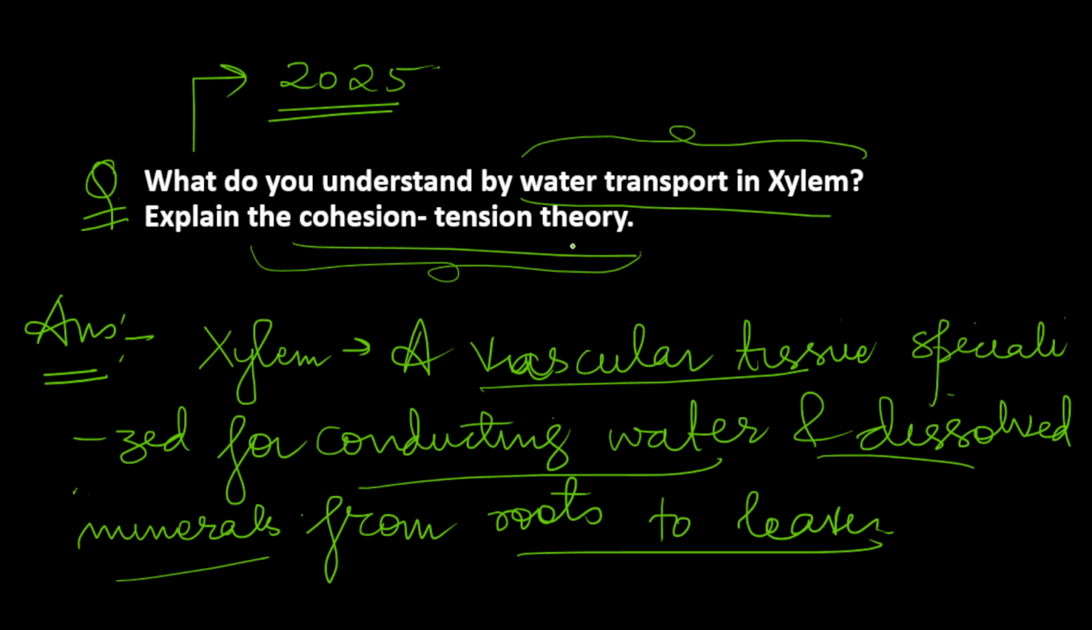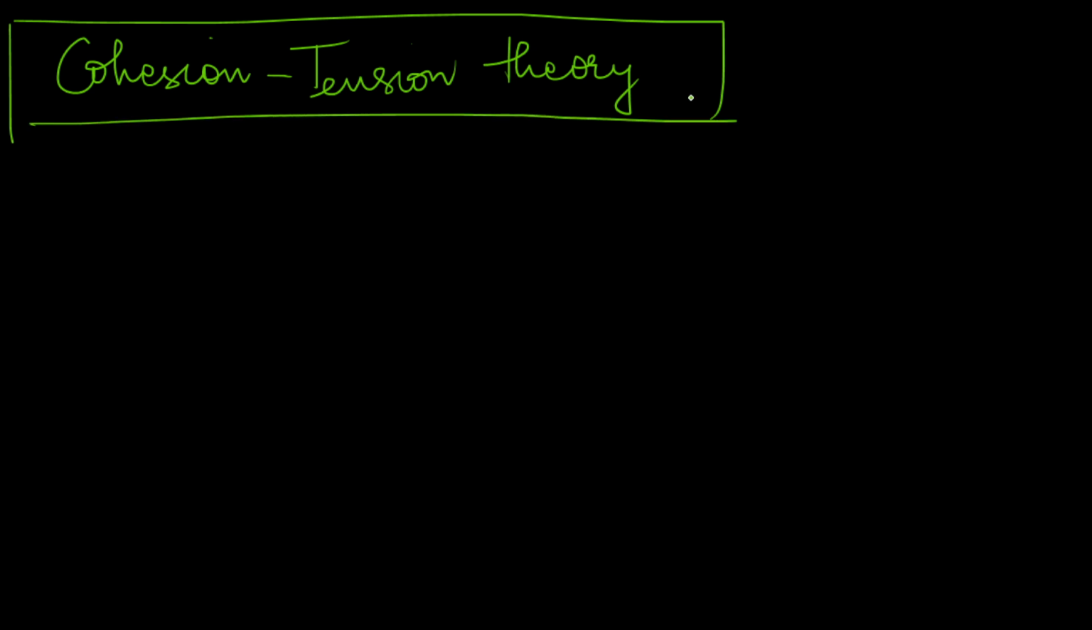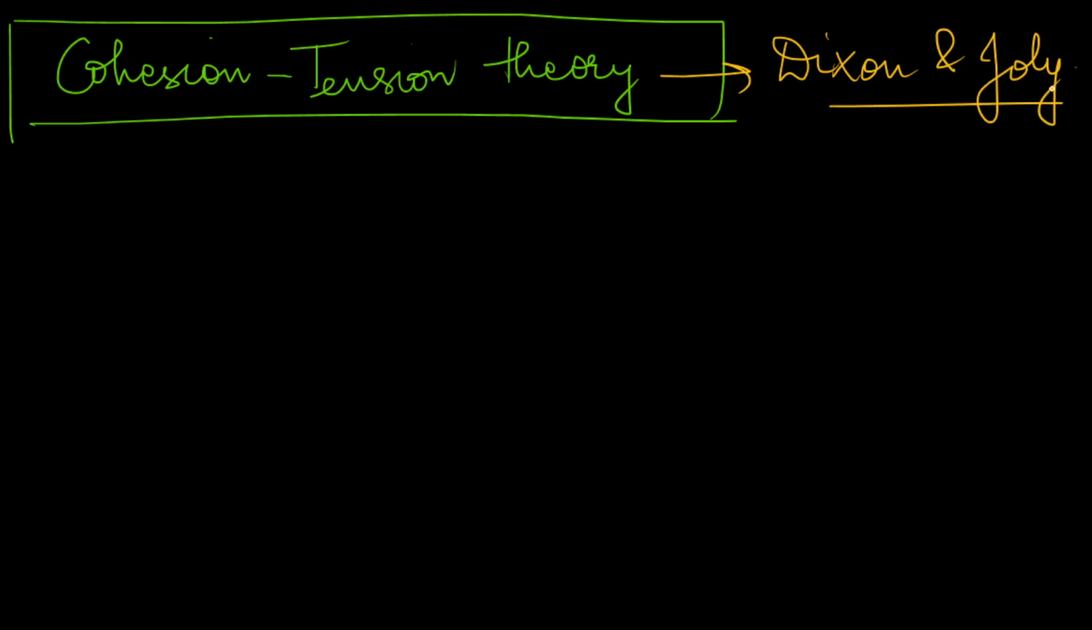Now let's discuss the second part of the question, that is cohesion-tension theory. So this theory was proposed by Dixon and Joly in 1894, and it is the most accepted explanation for ascent of sap in tall plants.